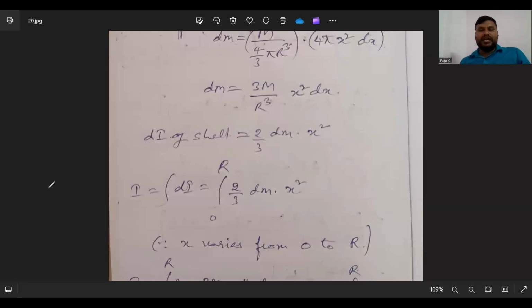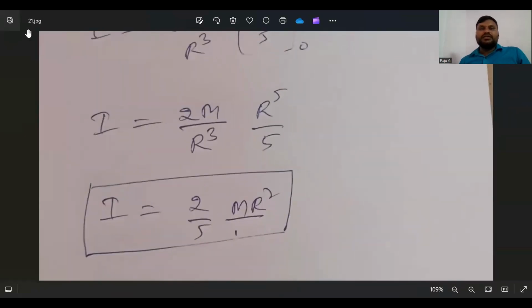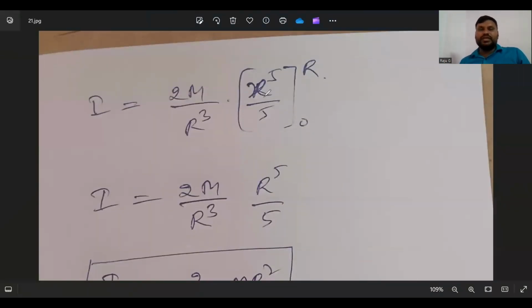Now substitute the dm value, x is varying from 0 to r, and the dm value I'm substituting here, 3m by r cube x power 4 dx after multiplying with x square. Directly I am writing. Okay. And this 2, this 3, 3 will get cancelled. 2m by r cube is out of the integration. Integral 0 to r x power 4 dx. Now, the integral 0 to r x power 4 dx will be x power 5 by 5, and 0 to r the integration limits. And 2m by r cube is just a constant as it is.